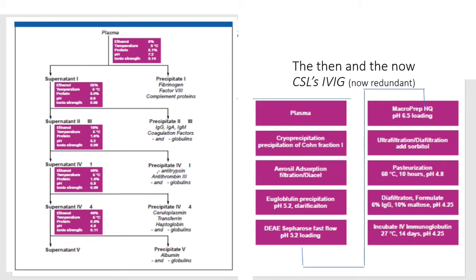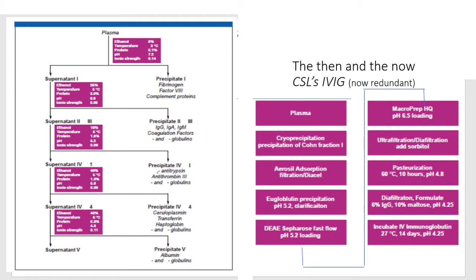On the left-hand side, this is showing actually a product purification which was utilized, but which is now no longer utilized by the company involved. But it serves to show the principle that proteins can actually be purified with both Kohn fractionation and with chromatography.